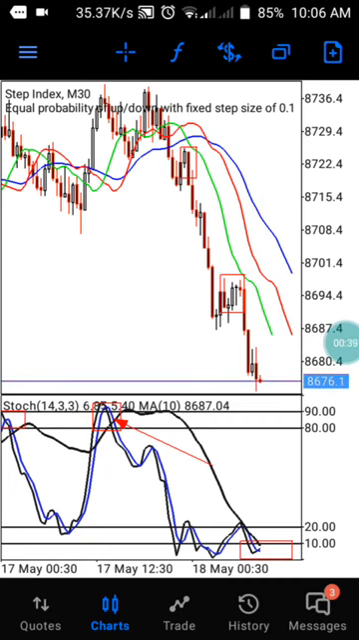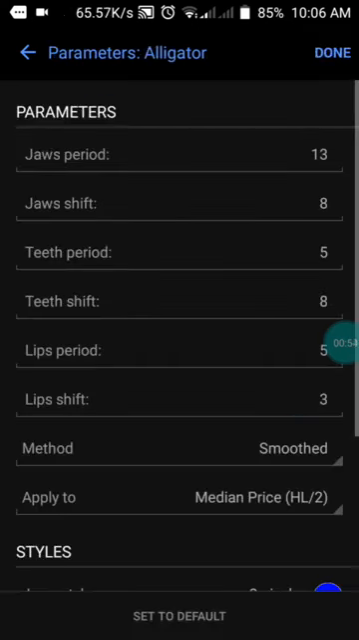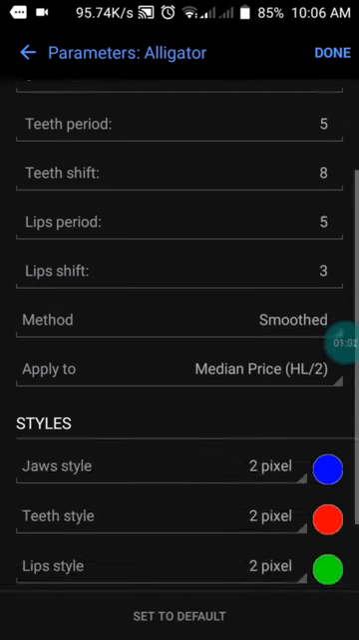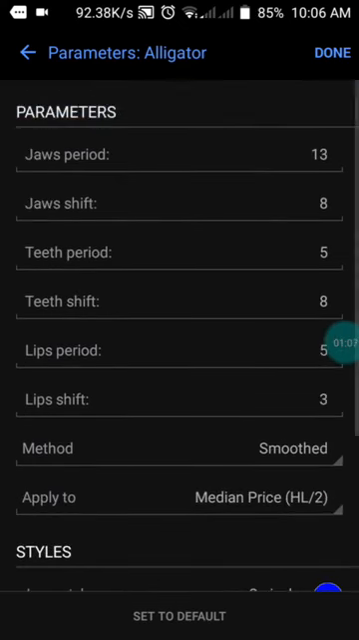So guys, let me show you the settings of this indicator, so you can also have it on your phone. The settings are just three indicators: we have the alligator, the oscillator, and the moving average. In our alligator, we have our first period at 13.8. Just screenshot it the way I have it here, so that you can also have it on your phone. Screenshot it, and then you press done.